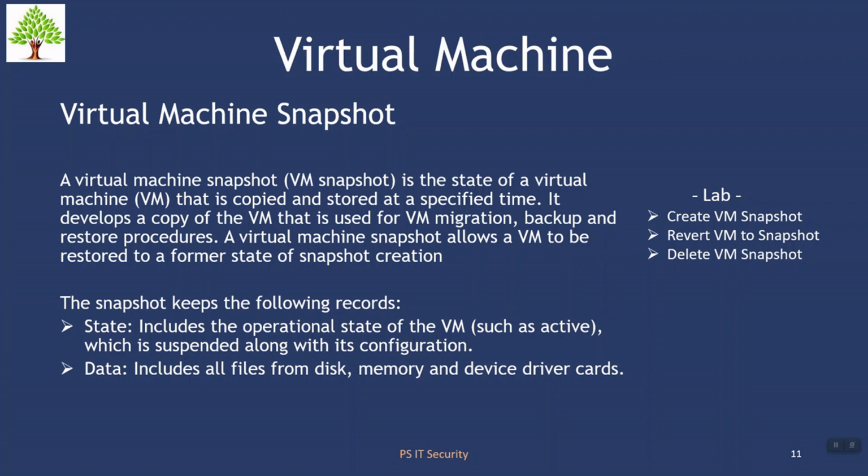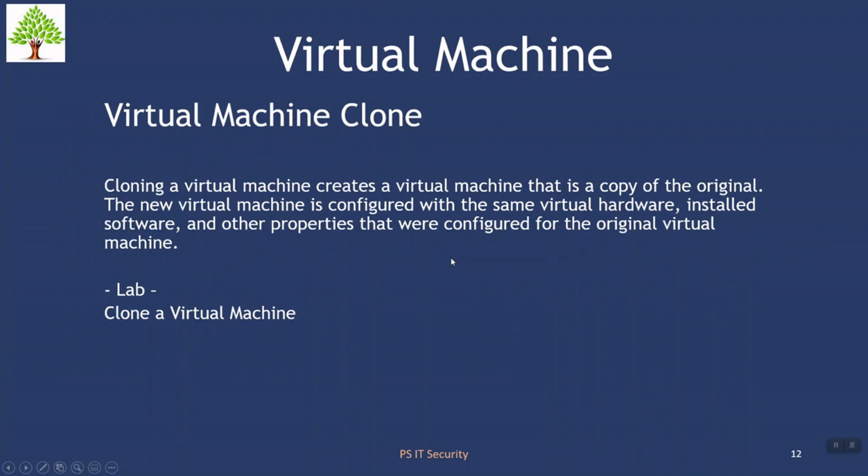This way it will help you to speed up your development process and your testing process. And if there are errors, you can easily go back to the previous state. This is what we cannot do with a physical machine. On a physical machine, we cannot go to the previous working state without doing lots of changes. Okay, we will see this in action: how to create a snapshot, how to revert, and how to delete the snapshot. And let's see what a virtual machine clone is.